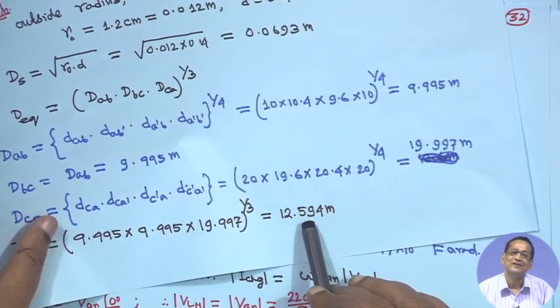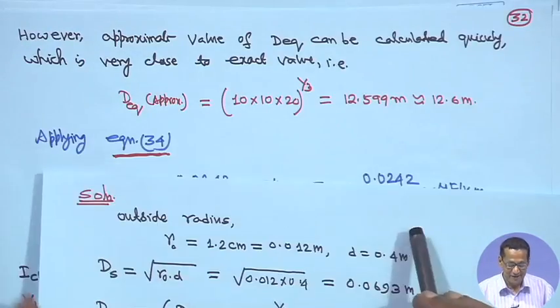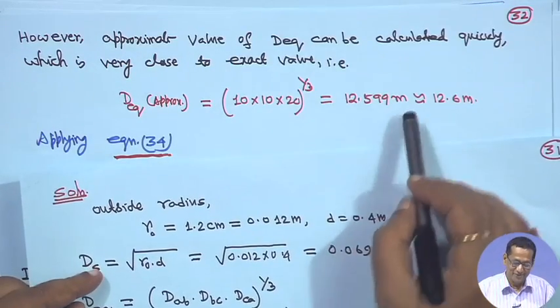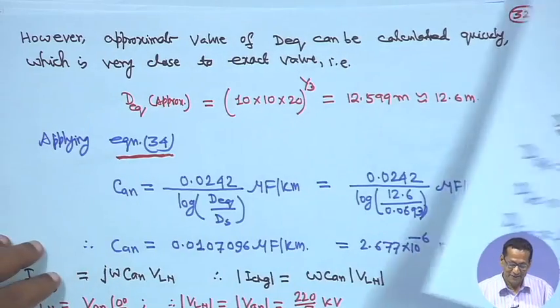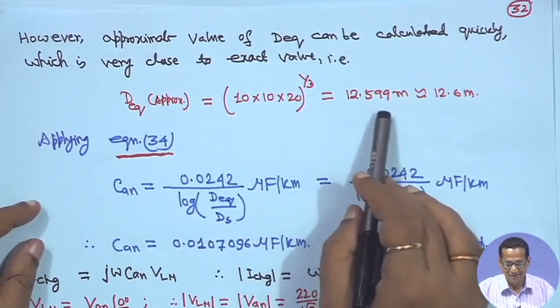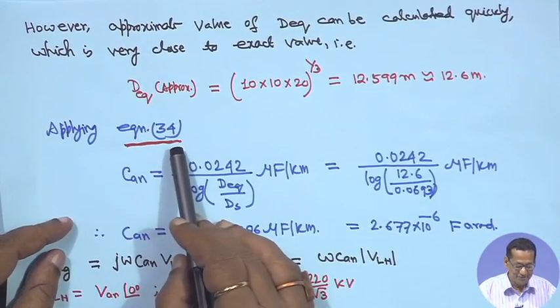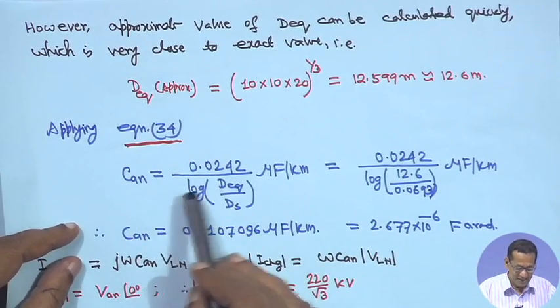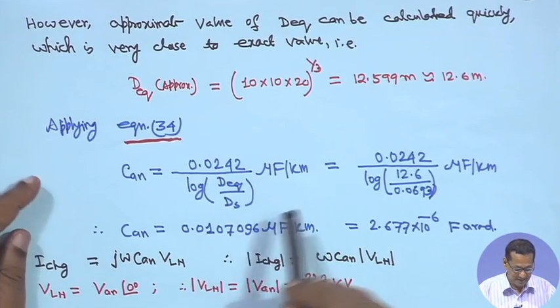Hardly any difference, but for classroom or numerical purposes you have to solve it exactly, while for research purposes you can take this approximation. They are approximately the same. But anyway, now if you apply equation 34, Can will be 0.0242 divided by log Deq upon Ds microfarad per kilometer.